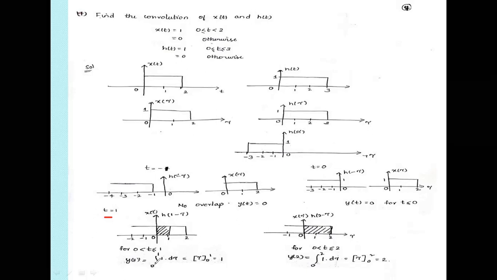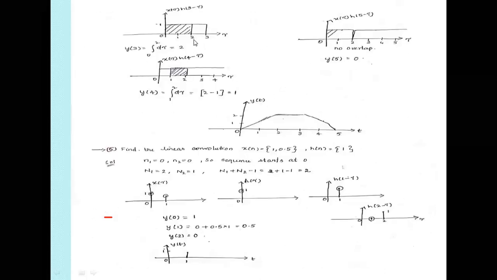So 0 to 1, the integral value is 1. 0 to 2, the value is 2. 0 to 3, the value is 3. And after the 3, there is no value. After the 2, there is no value. The value at 3 is 2 and the value at 4 is 1. And at 5, there is no overlapping. Got it, my students? I will explain here.